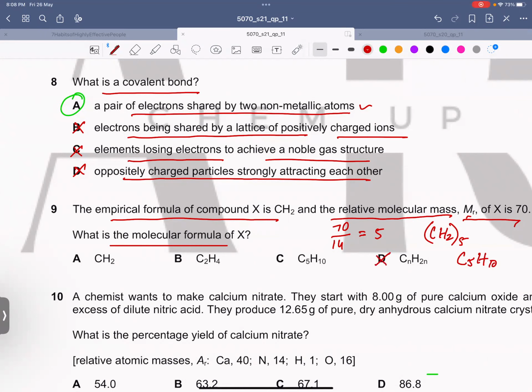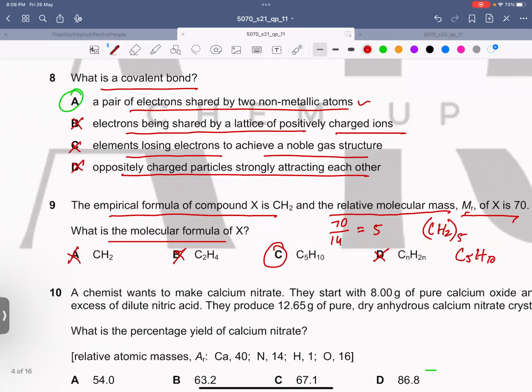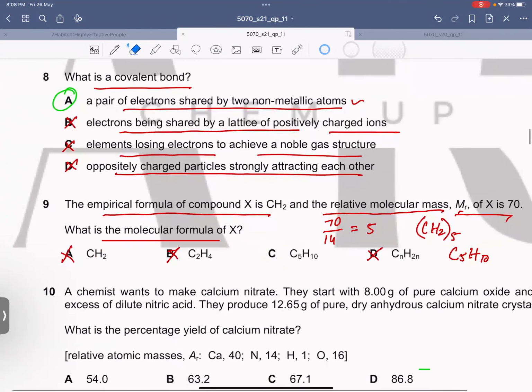So it means D, B, and A are wrong. So C is our correct answer. Is this clear to everyone? Sir, can you explain again?